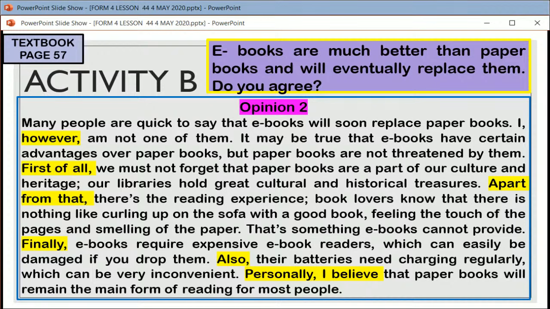So finally, ebooks require expensive ebook readers, which can easily be damaged if you drop them. Also, their batteries need charging regularly, which can be very inconvenient. Personally, I believe that paper books will remain the main form of reading for most people. So this is the second opinion which disagrees with that statement, right?